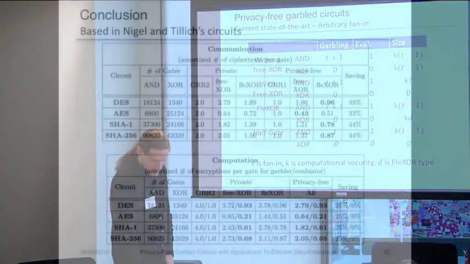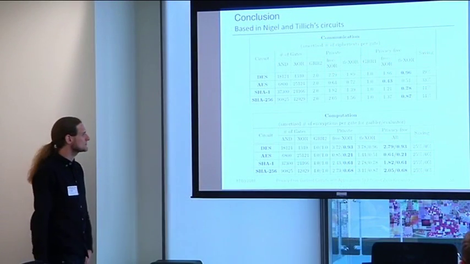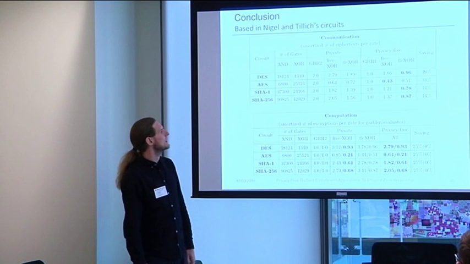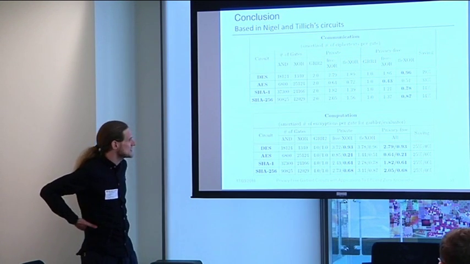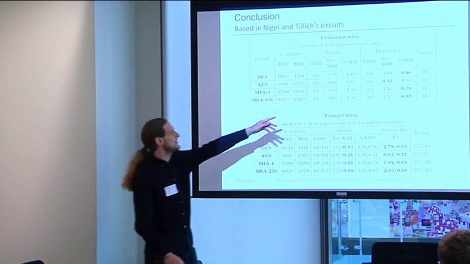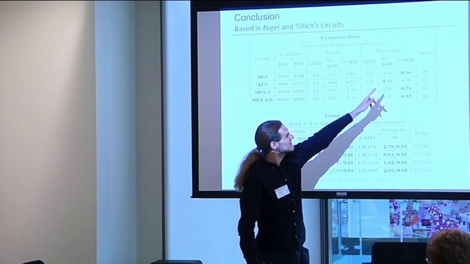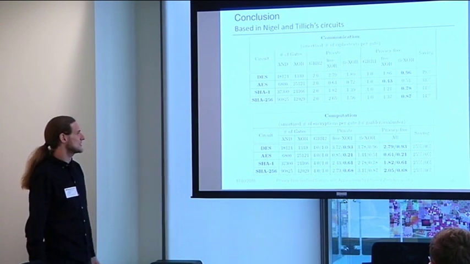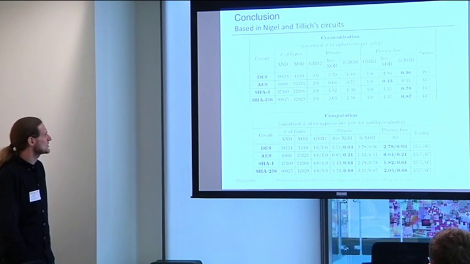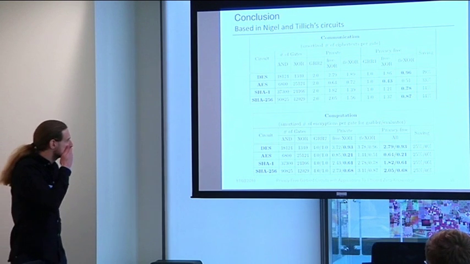So we also have a little table here where we look at some real circuits and how much we can save using privacy-free. And we see here that in most cases, using privacy-free FlexOR, even though we might use two ciphertexts for each XOR gate, actually wins, at least in regards to communication.